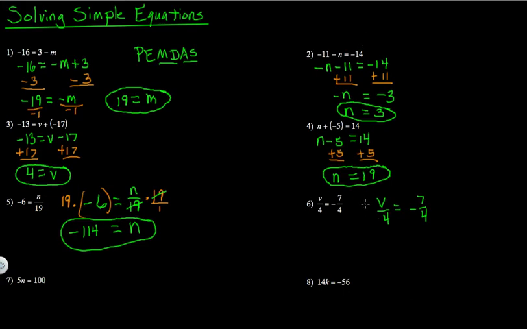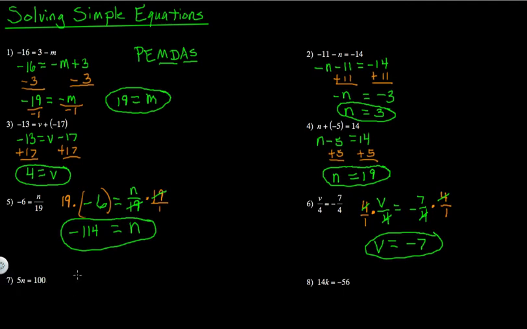So we will multiply on the left side by 4, which is the same as 4 over 1 in fractional form. And we will also multiply by 4 on the right side, which again is the same as 4 over 1 in fraction form. So on the left, the 4's cancel, leaving us with v over 1, which is just v. And then on the right, the 4's cancel also, leaving us with negative 7 over 1, or just negative 7. And we're done.